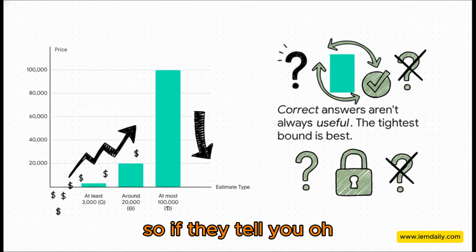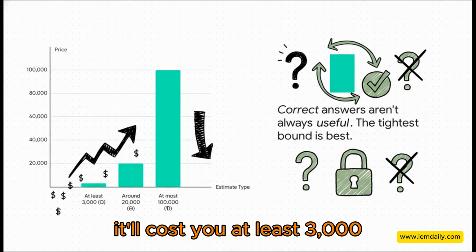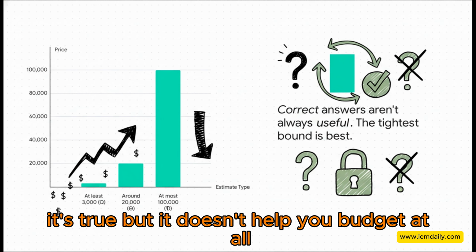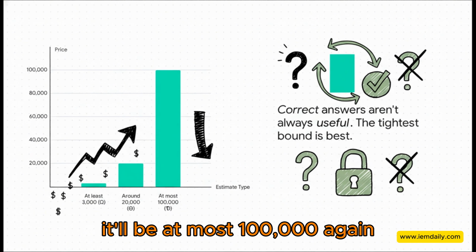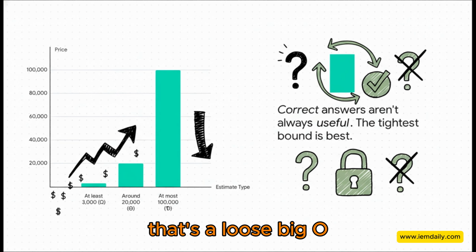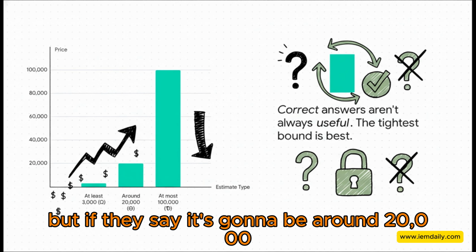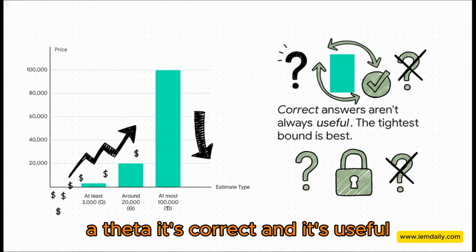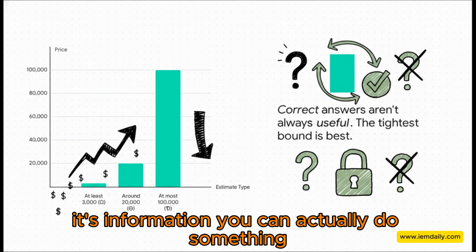So if they tell you, oh, it'll cost you at least $3,000, well, no kidding. That's a lower bound, an omega. It's true, but it doesn't help you budget at all. What if they say, well, it'll be at most $100,000? Again, probably true, but completely useless. That's a loose big O. But if they say it's going to be around $20,000, now we're talking. That is a tight bound, a theta. It's correct and it's useful.